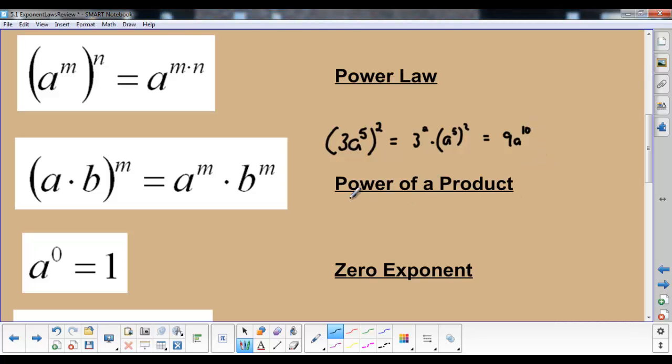Okay, so do not confuse this with when you have binomials inside of your bracket. So for example, if you had a plus b to the power of 2, that is not the same thing as raising each thing to the power of 2. Okay, so it only works with monomials. The zero exponent, basically anything raised to the power of 0, is 1.